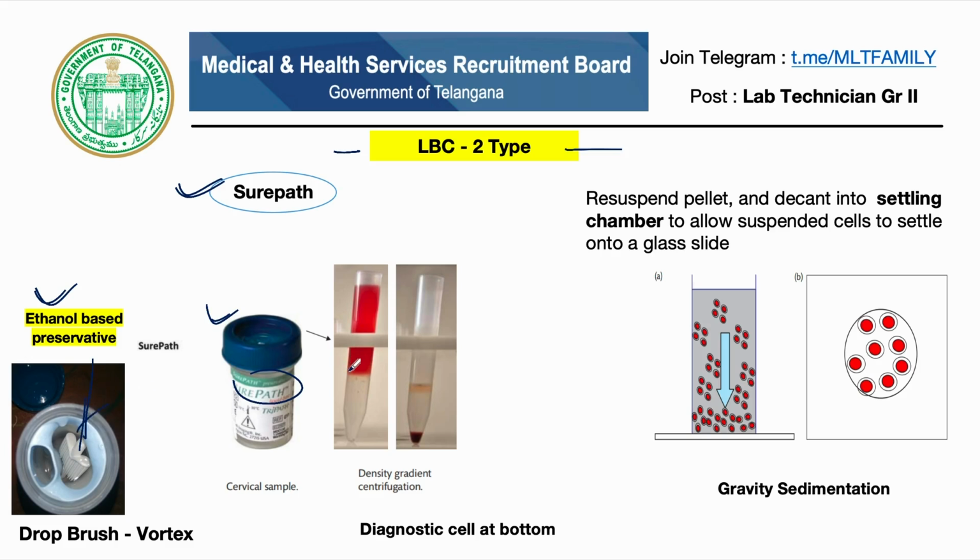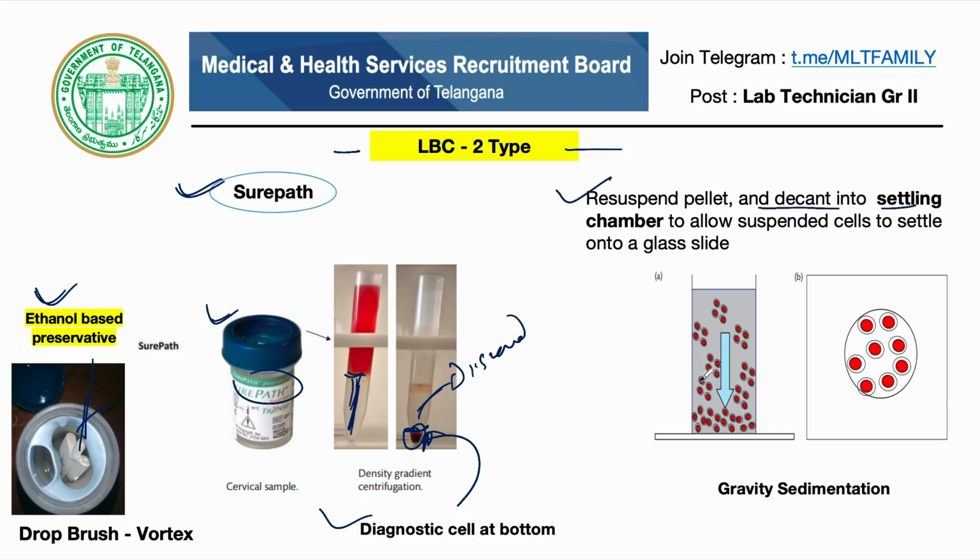In the laboratory we will layer it over a density gradient medium, which will separate the contents of the vial depending on their specific gravity. So the diagnostic cells will come to the bottom, and we will discard the upper portion, and resuspend this pellet in an isotonic solution and decant it into the settling chamber.